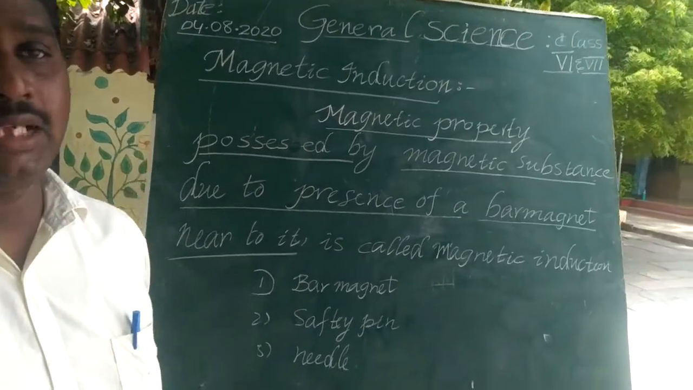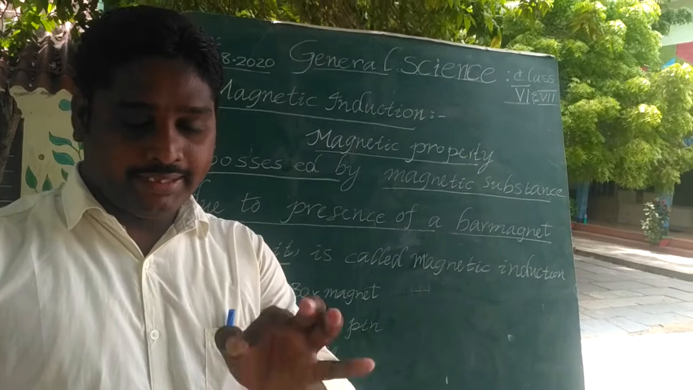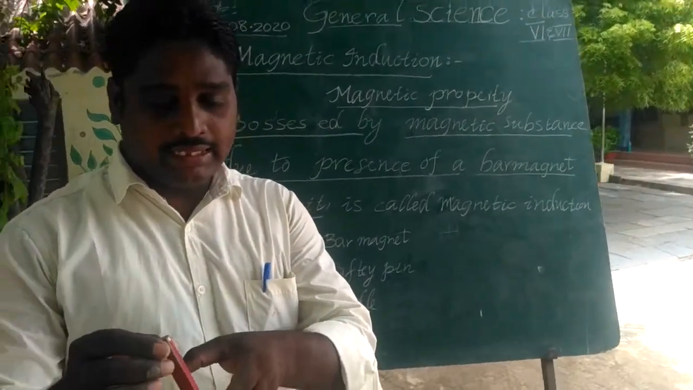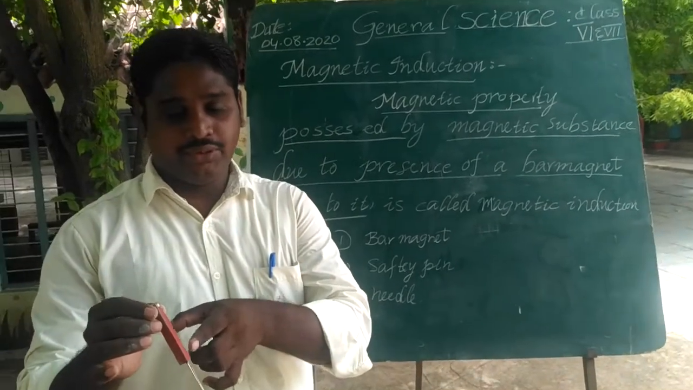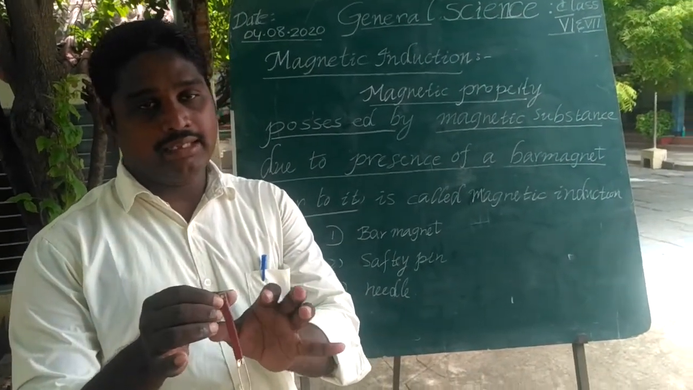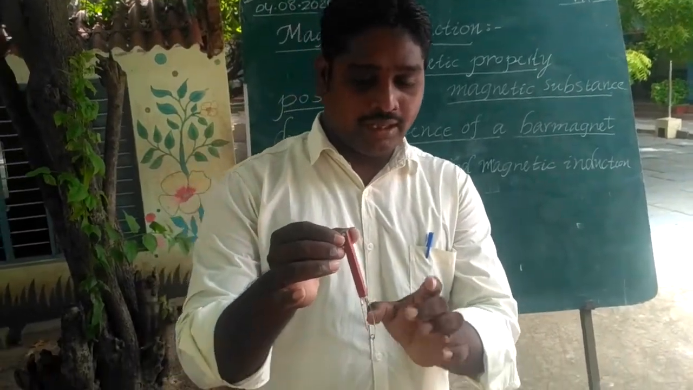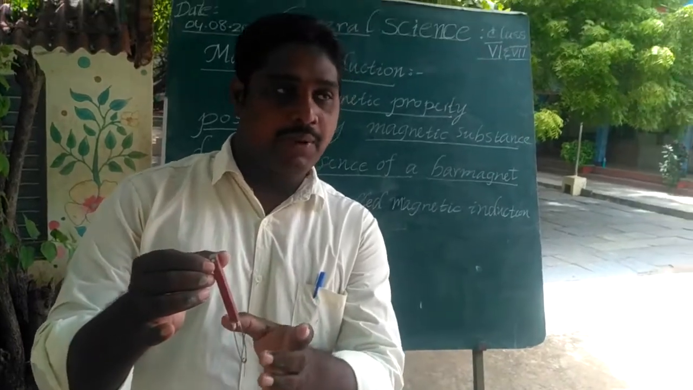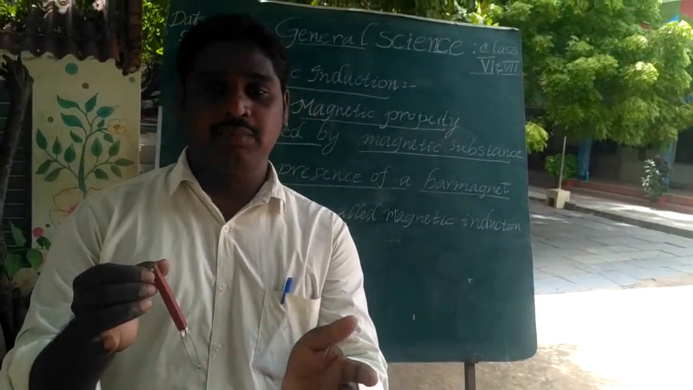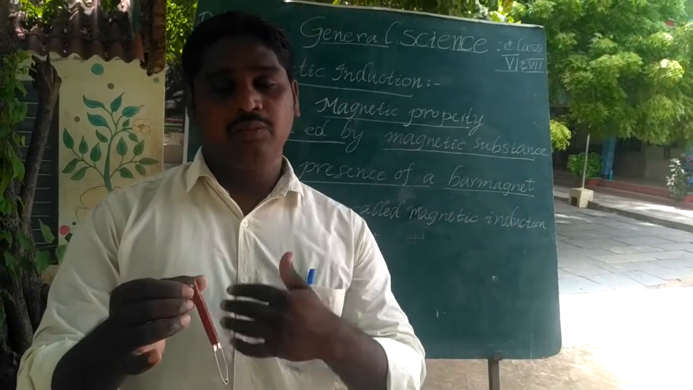The overall concept is that magnetic property is induced in the safety pin, and as a result it acts as a magnet due to the bar magnet. The bar magnet creates the magnetic field. What happens? We take the safety pin or needle near to the magnetic field. The safety pin also acts as a magnet. So the safety pin is attracted to the bar magnet.